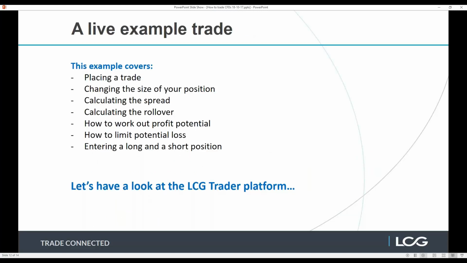And so here we are, getting to the live example trade. This example will cover placing a trade, changing the size of your position, calculating the spread, calculating the rollover, how to work out potential profits, how to limit potential loss, and entering a long and short position.